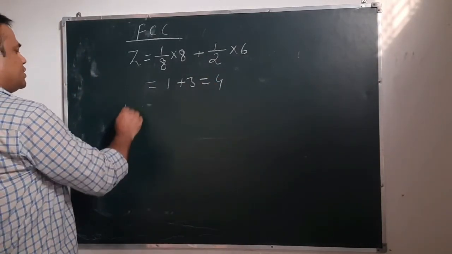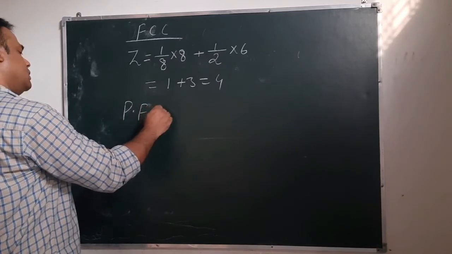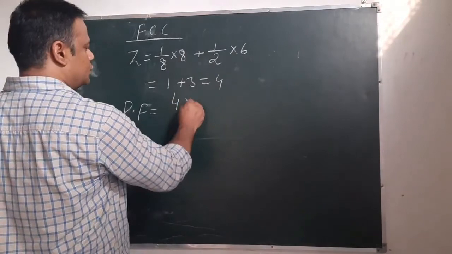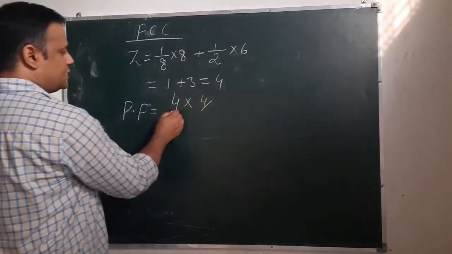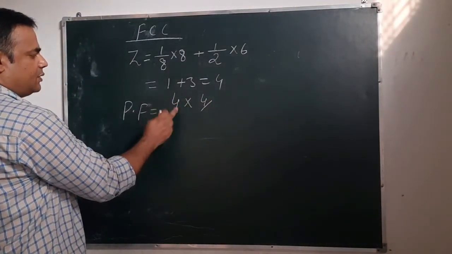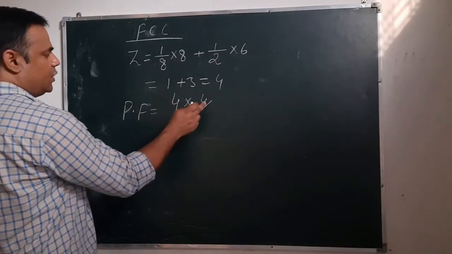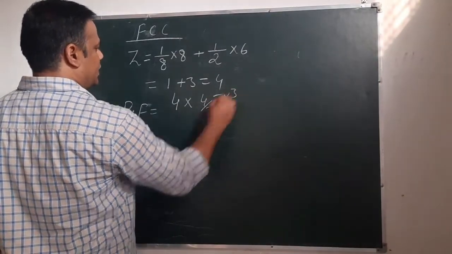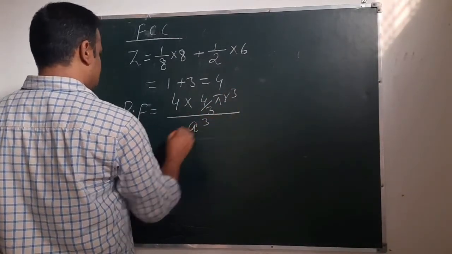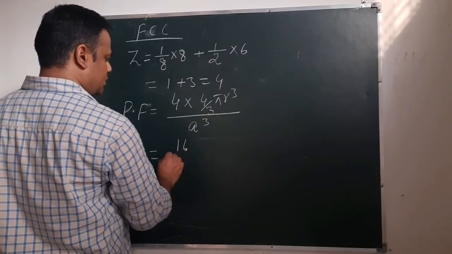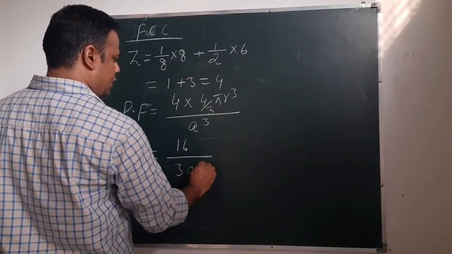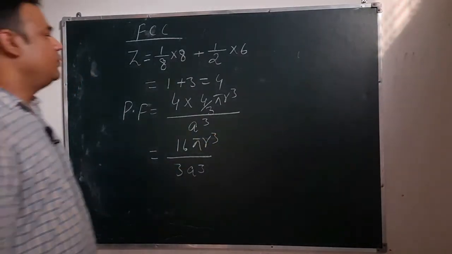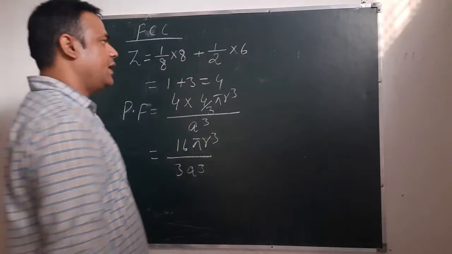So if we calculate the packing fraction, it will be 4 into the volume of one constituent particle, here Z is the number of constituent particles per unit cell, 4/3 pi r cube divided by a cube, and this will be equal to 16/3 pi r cube by a cube. And now we have to establish the relation between a and r.